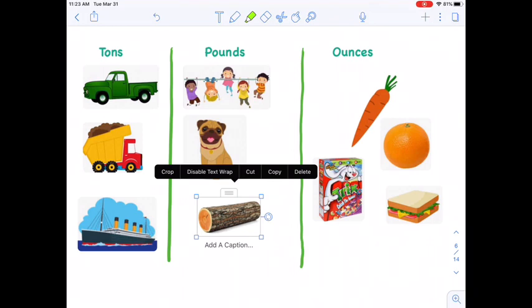Good thinking. Tomorrow we'll do something similar, but we'll be talking about our metric measurements.